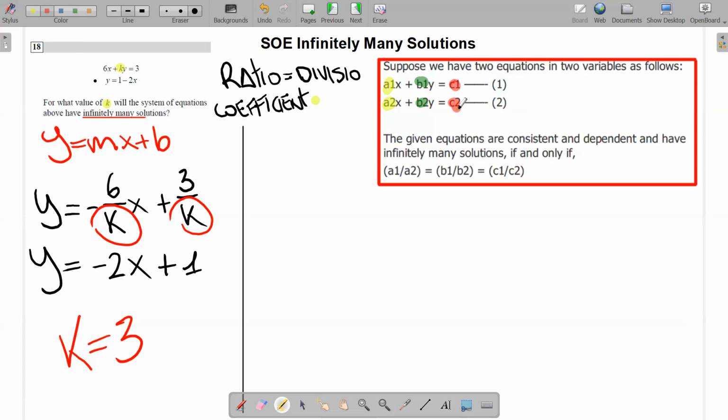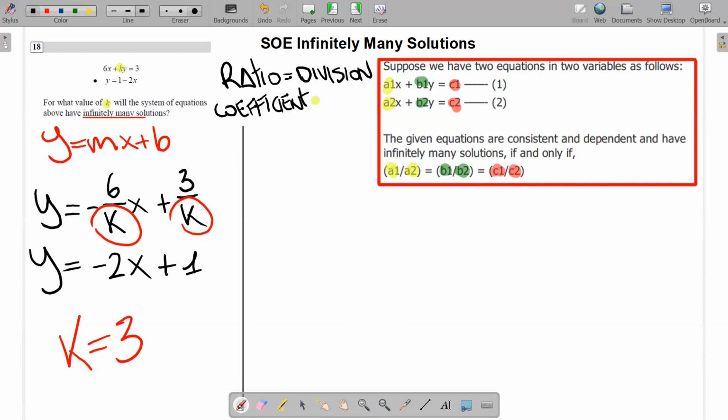So basically, this theorem is telling us that if we divide the coefficients of x, the result must be equal to the division of the coefficients of y as well as the division of the constants, so that the two equations are the same. As we can see, this theorem allows us to use the equation in standard form. We don't need to do the modification to slope-intercept form. And by using this method, we have a method of calculating the k.